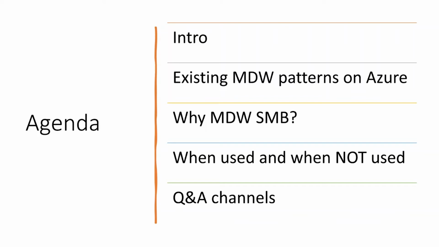The agenda for today is a brief introduction, which we're doing now. Then we'll look at modern data warehouse patterns on Azure native services. Then we'll move to the small and medium business variation of that pattern. We'll talk about when to use it and when not to. And then we'll open the floor for questions, and hopefully I'll point you to other interesting resources on this topic.